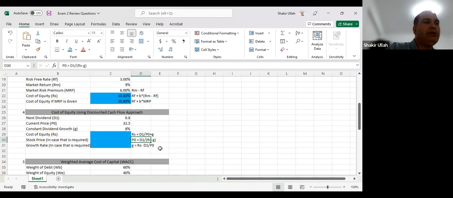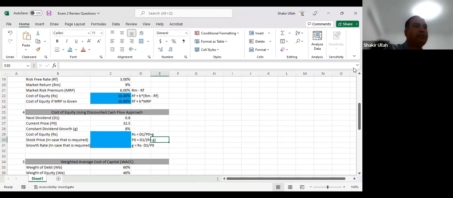If you are required to calculate the cost of equity, then you simply have to rearrange this formula and find RS. So if I rearrange the formula for RS, that comes out to be D1 divided by P0, where D1 is the next dividend and P0 is the current price, plus the growth rate.